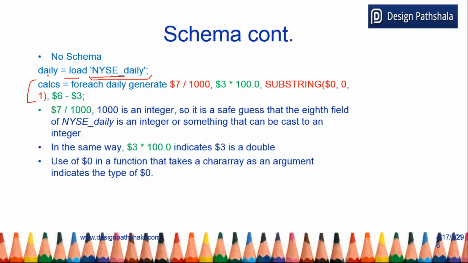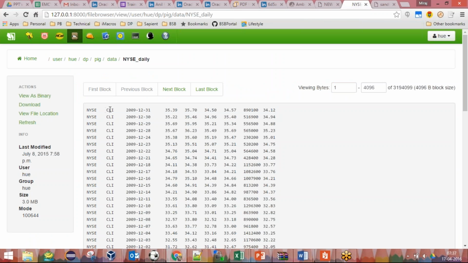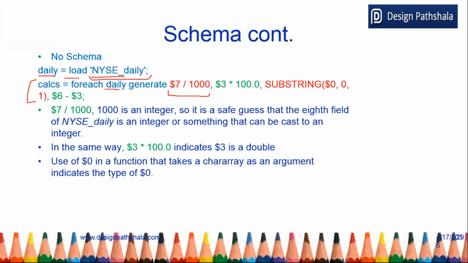So for each daily, that is this operator, foreach daily, generate $7 divided by 1000. $7 is the 8th column: first, second, third, fourth, fifth, sixth, seventh, eighth. That is the total traded volume, divided by 1000. So based on the operator, it has predicted the data type for me for this column 7. I am trying to divide it by 1000, so this guy intelligently thought this column is of type integer because I am doing an operation with the integer on this column. And it will just try to typecast the column 8 to an integer and will try to do the operation for me.